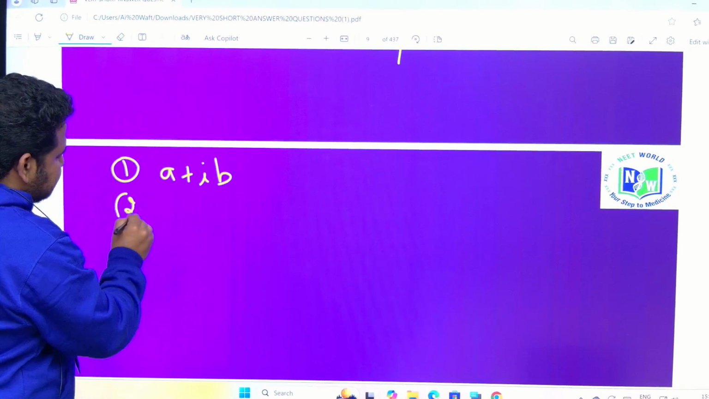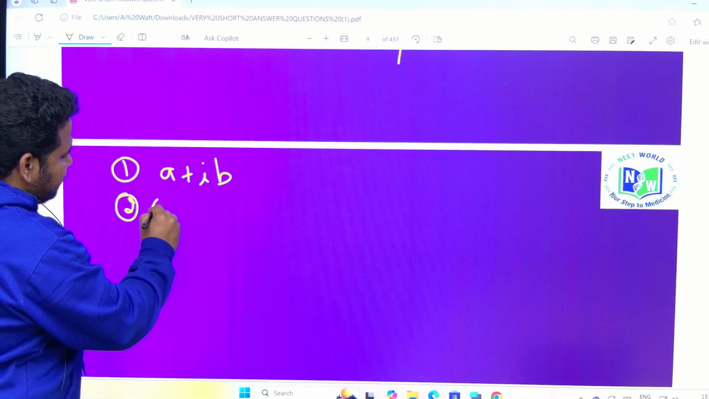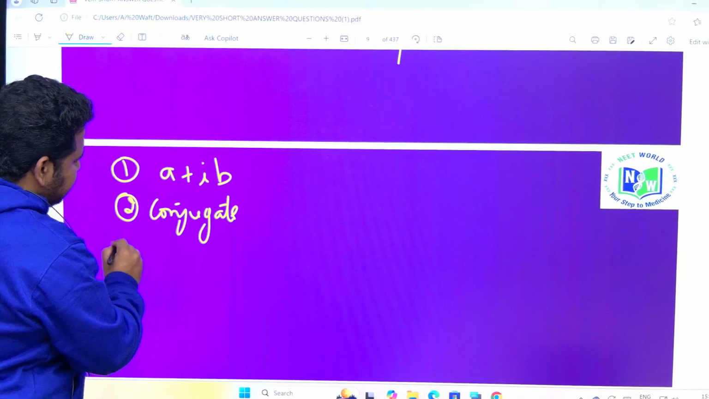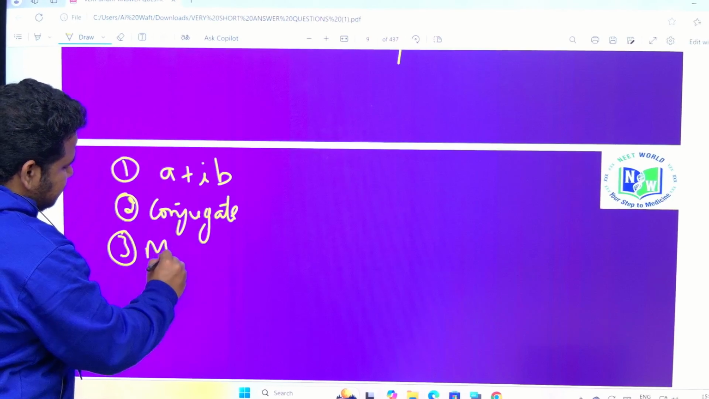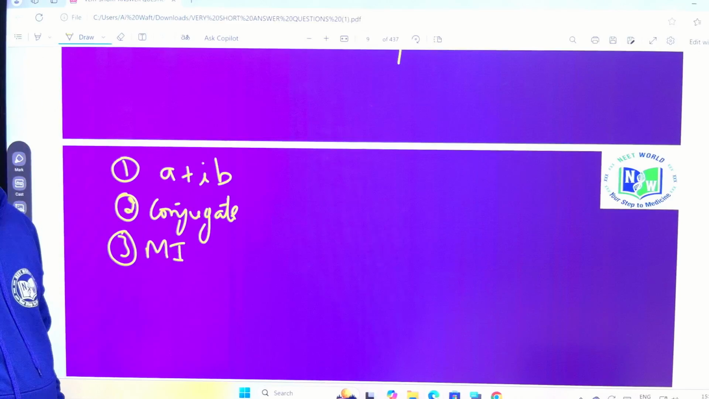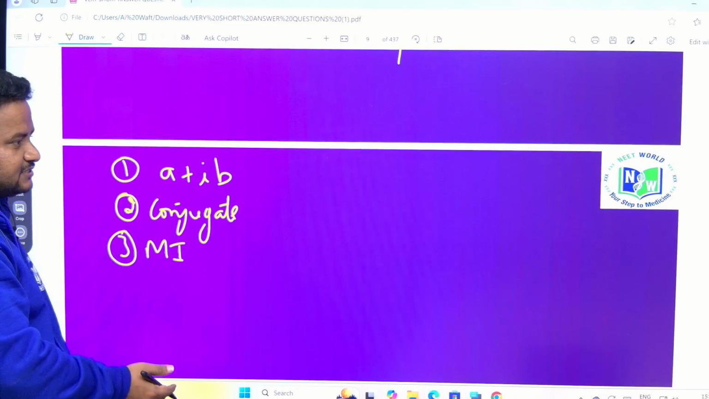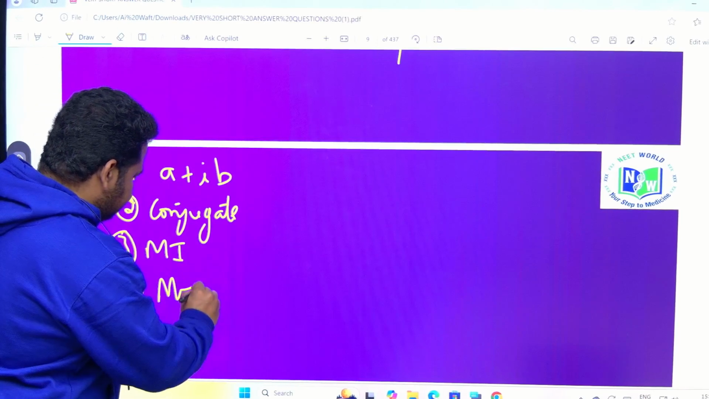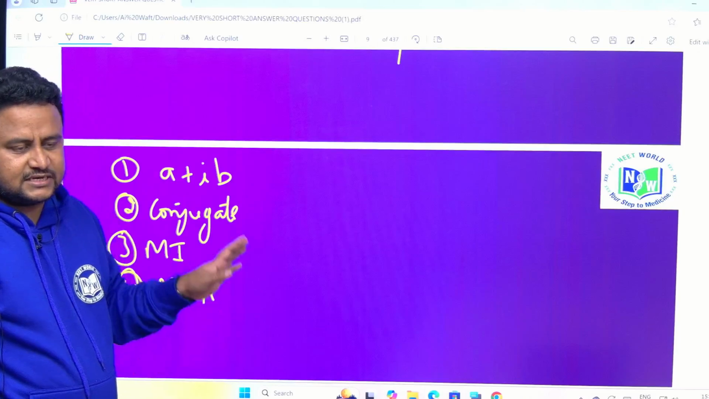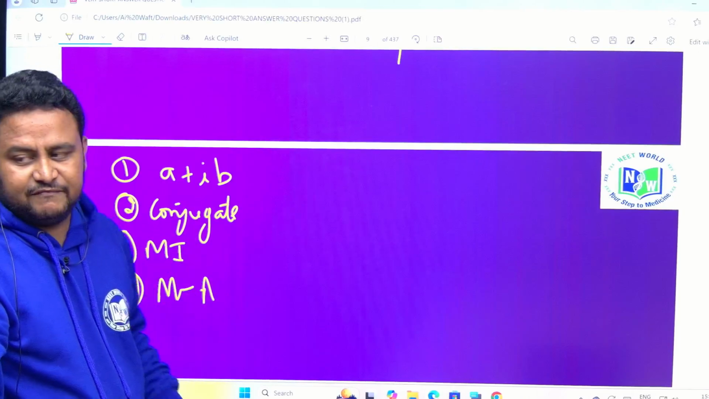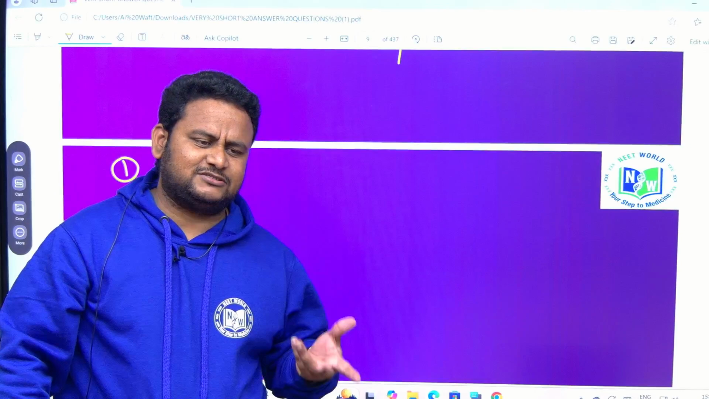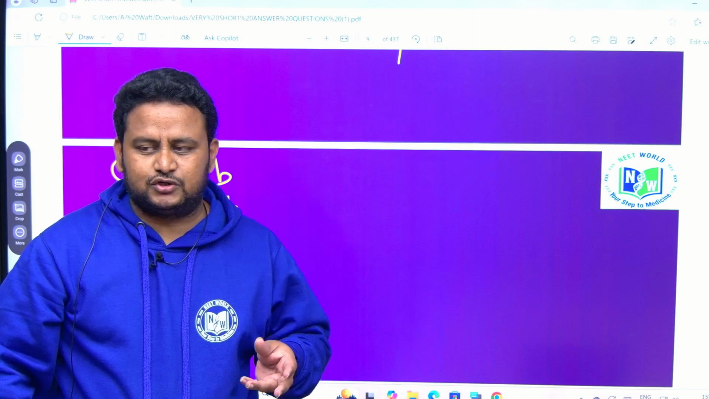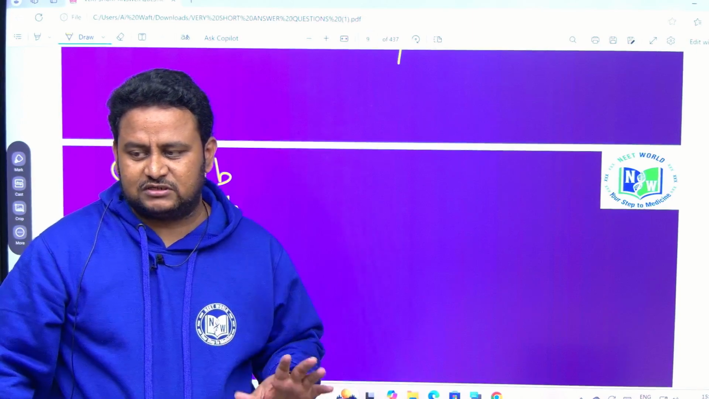Another question that they can ask is the conjugate of a complex number. They can ask the multiplicative inverse, and they can also ask the modulus amplitude form. Sometimes they will give a complex number z equal to something, and ask you to prove that this equation is equal to 0, something like that.